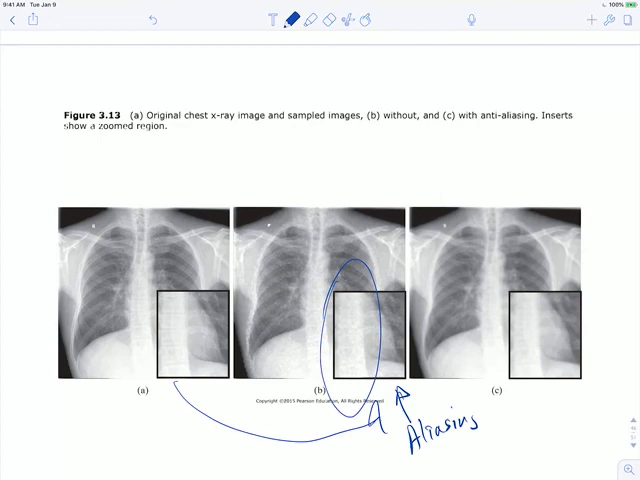Okay, so that's something that we'll talk about when we talk about sampling, and the idea is you always want to avoid introducing things that are actually not in your image.